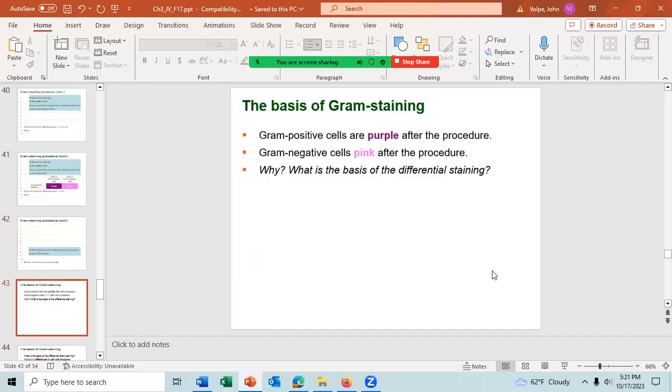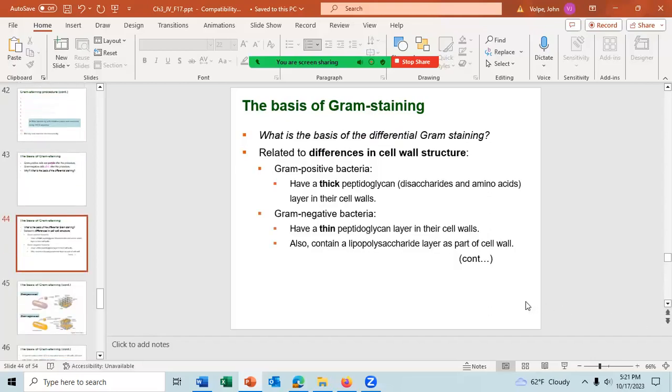All right. So the gram-positive cells are purple after the procedure of the gram stain, and the gram-negative cells are pink. Why? What's the basis of the differential staining? It's related to the differences in the cell wall. The gram-positive cells have a different cell wall than the gram-negative cells. The gram-positive bacteria have a thick peptidoglycan layer. Peptidoglycan is a disaccharide with amino acids. We'll talk a little bit more about that in a later lesson.